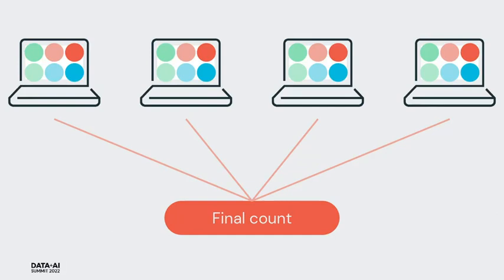We divide the data into smaller chunks and distribute it among workers, which are just different computers. We can then perform whatever our computation is, in this case it's a count, in parallel on the smaller subsets of data. Distributed computing is what makes it possible to process big data.